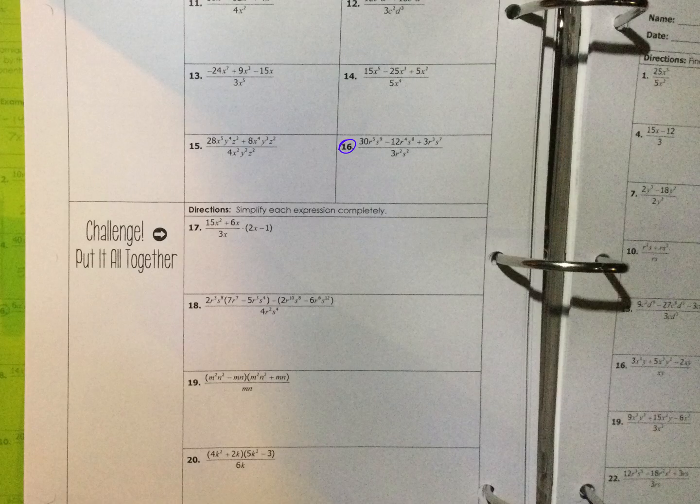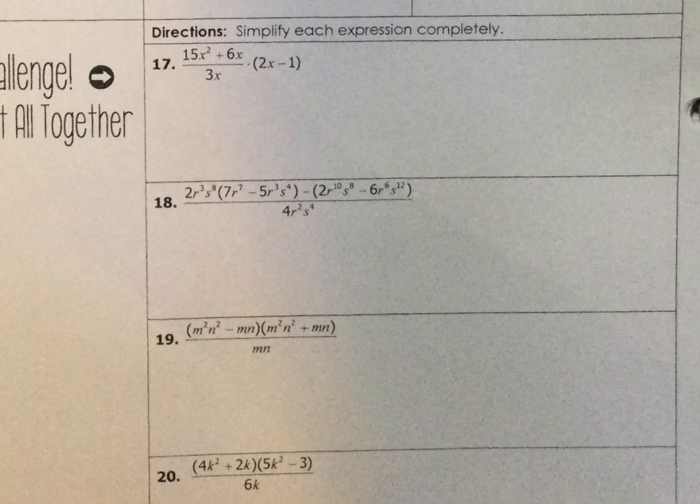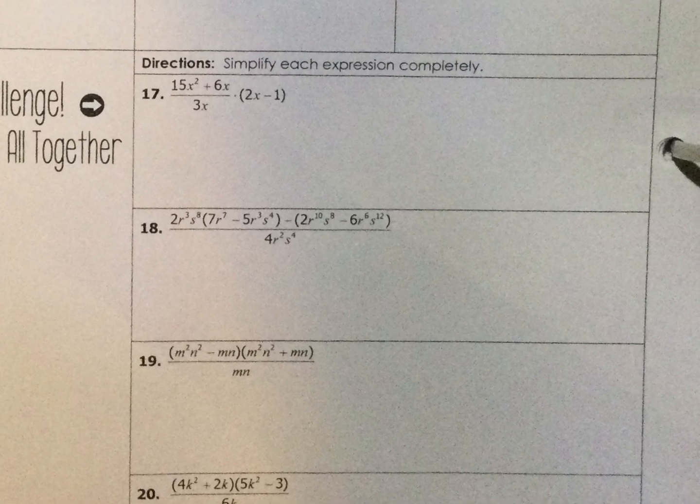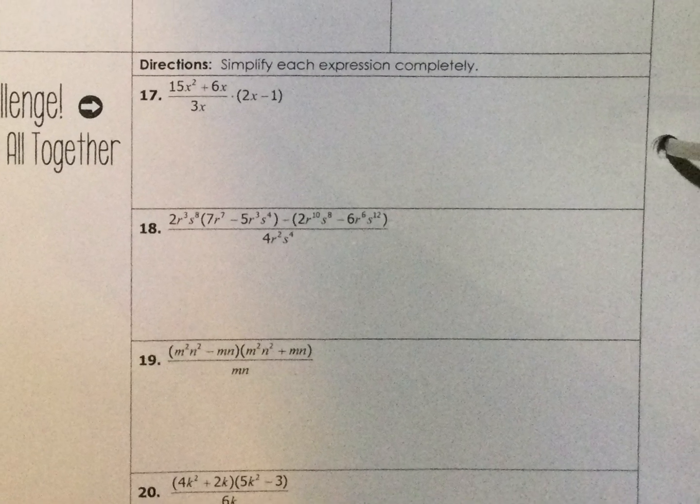All right, on this page, I'd like for you to do number 16 on your own. And then we're going to do 17 through 20 together. So the first thing we're going to do in 17 is do our little divisions. So 15 divided by 3 is 5. x, 2 minus 1 is 1. So I'm just going to leave it like that. 6 divided by 3 is 2. x to the 0, so I don't even write that down.